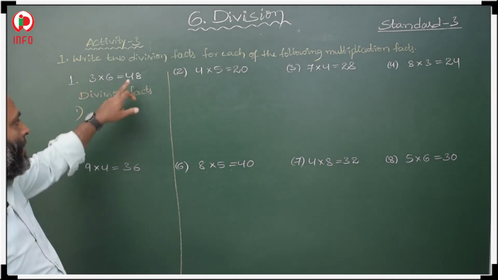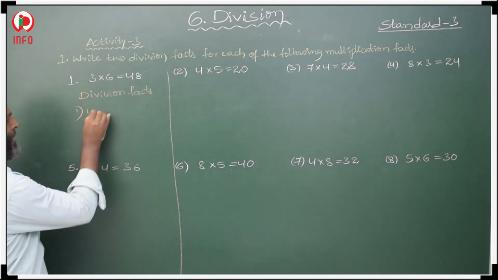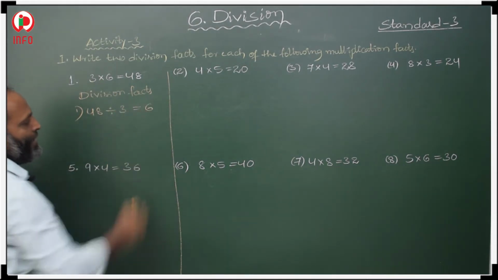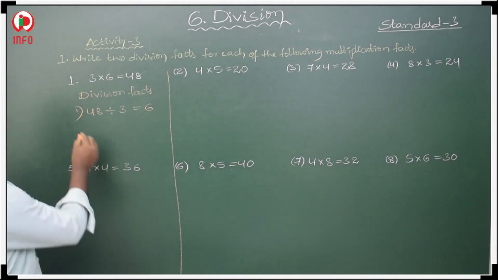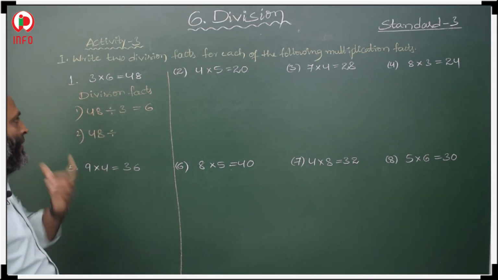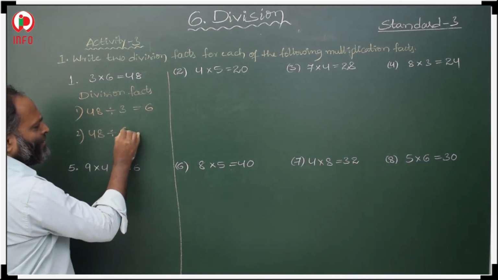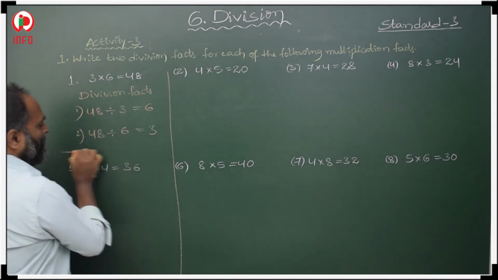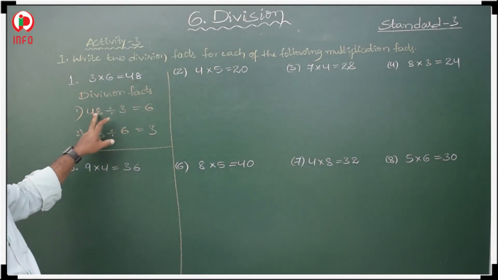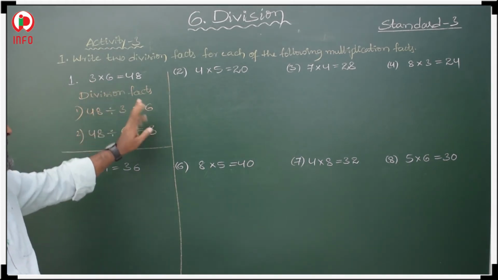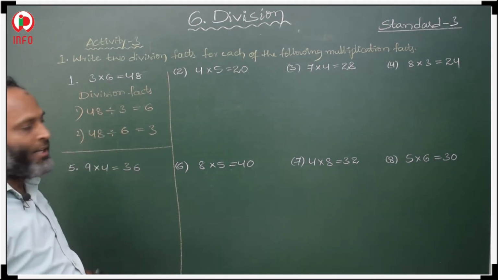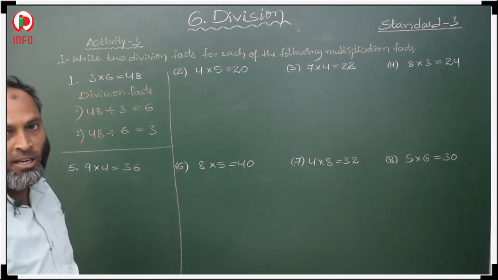2 facts. First we have to take the product. The product divided by the first factor gives the second factor as your quotient. In the second, the product divided by the second factor gives the first factor as your quotient. This is the division fact.